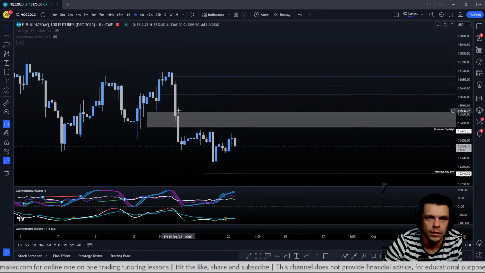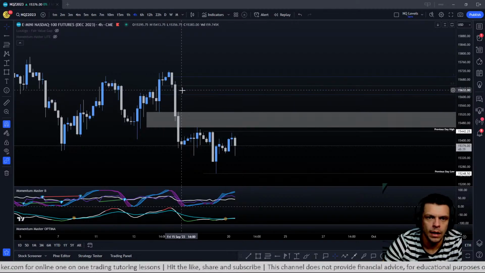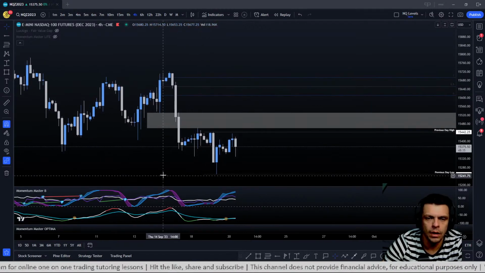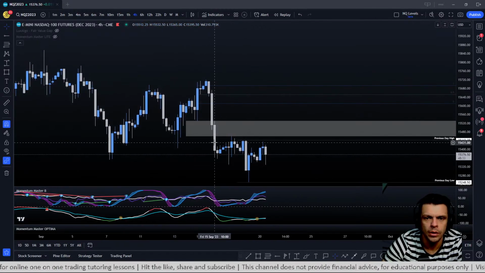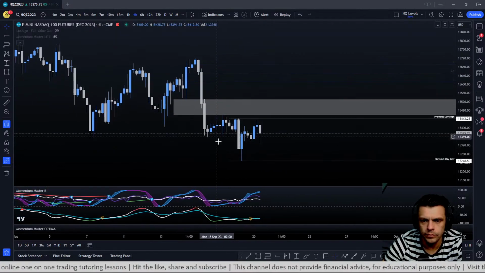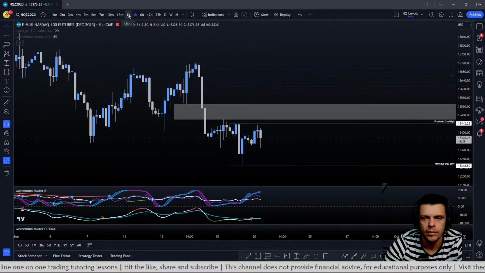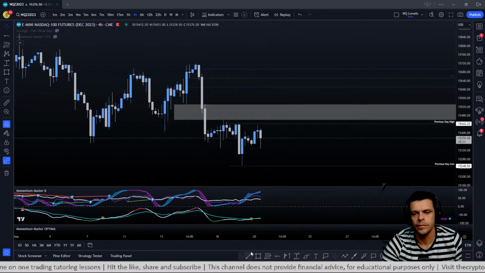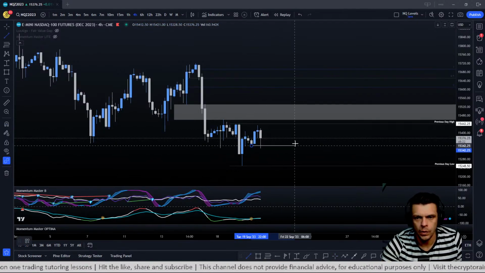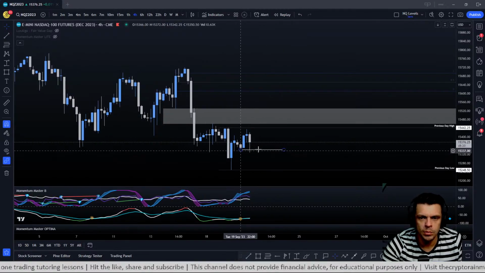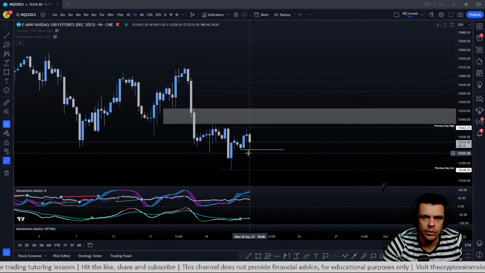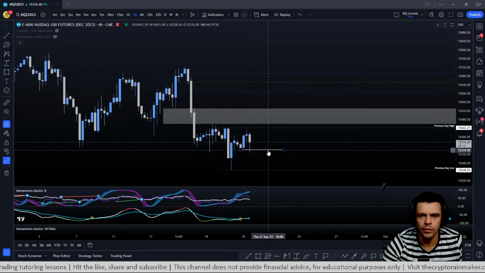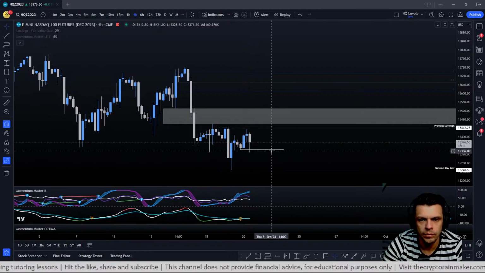Okay, so the fair value gap and the opening gap overlap. So that's a strong indication as well for a draw on liquidity. Let's see, and then also we had a low right here on the 4 hour. We didn't displace below it, so we just tapped into it and then started to move away from it. So that's also a bullish signal.